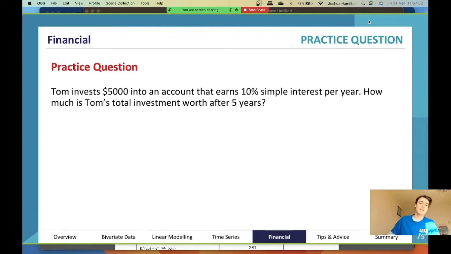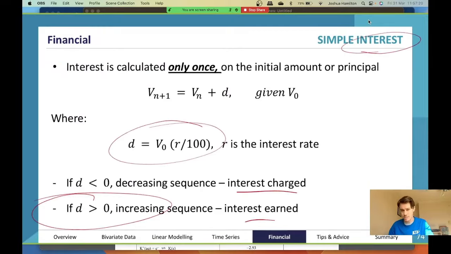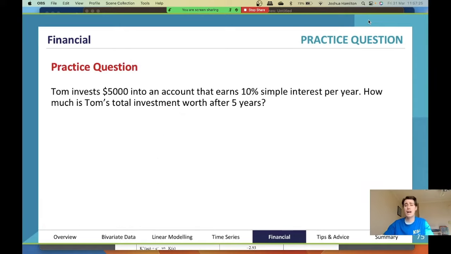So Tom invests $5,000 into an account that earns 10% simple interest per year. How much is Tom's investment worth after 5 years? Have a think. For those of you who are at home watching the recording, not the premiere, I highly suggest pausing this and having a go. Jump back to this slide if you need. I want you to pause and have a go. Let's do it at the premiere. You don't really have time to do that. I do apologize, but we're going to go through it straight away. So those of you at home, pause, 3, 2, 1. And now we're going to go through it.